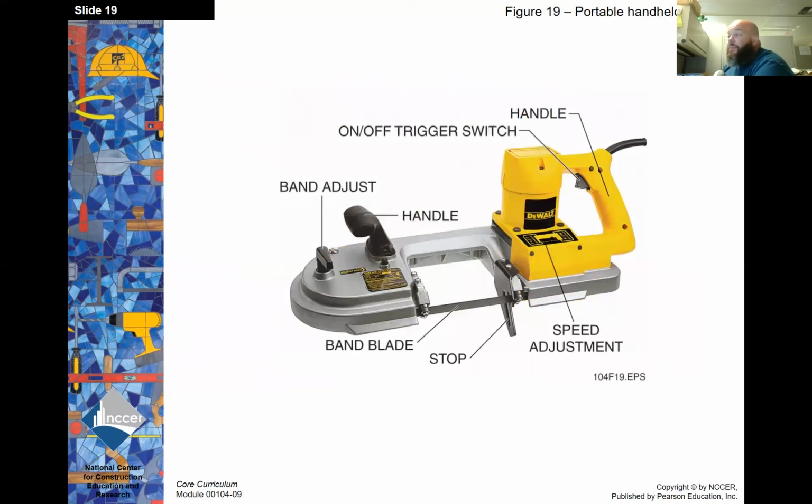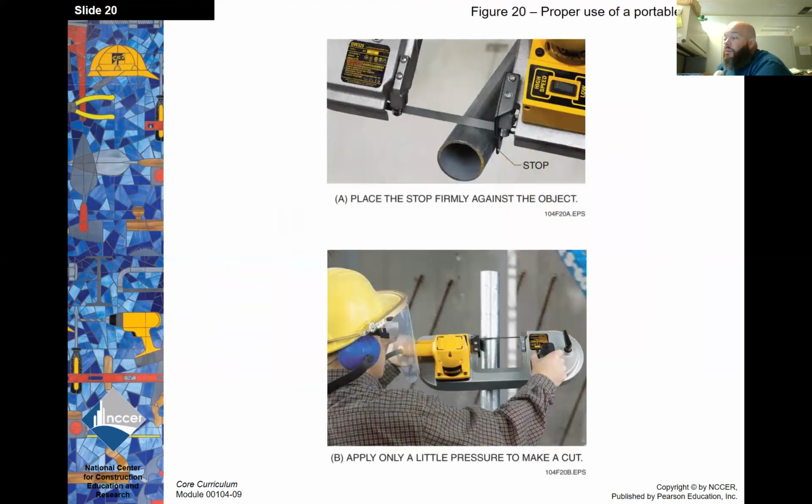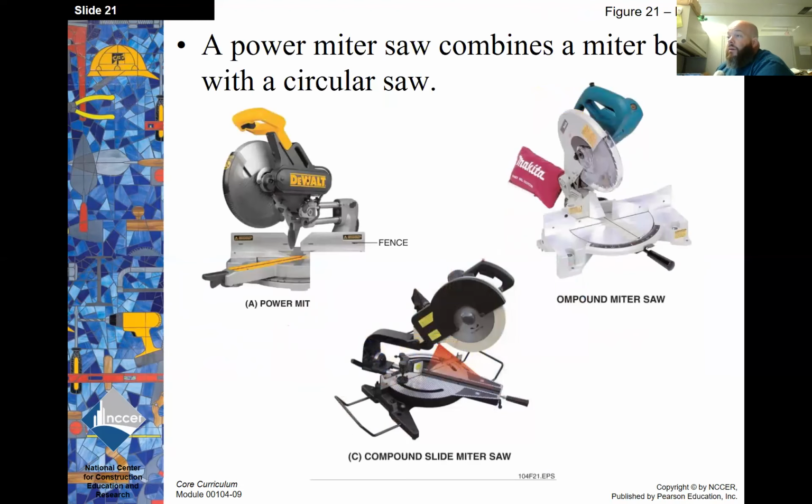A porta band. We have some of these we'll use in the class as well, probably when we get into welding. A power miter saw combines a miter box and a circular saw. You got to use one of these building your toolboxes. Got a few different styles shown here.